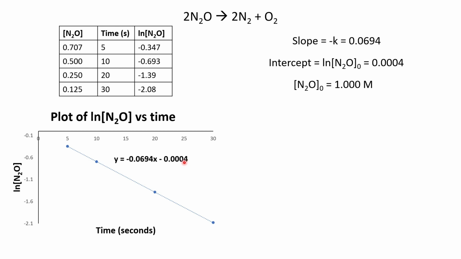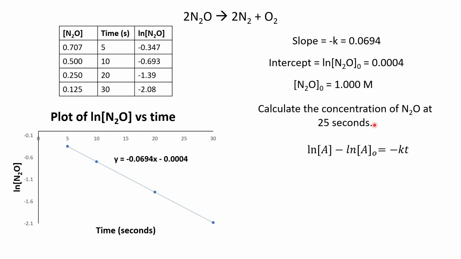Okay, well, let's do a different kind of problem with this data. What if we wanted to calculate the concentration of dinitrogen oxide at 25 seconds? Let's pull out our first order rate law. Here it is right here. I'm looking to calculate a concentration at a certain time. So I'm looking to calculate this concentration right here. I know my initial concentration. I just calculated it up here. I know my k because I got that from my slope. And I know how much time is going to elapse because the problem told me 25 seconds is going to elapse.